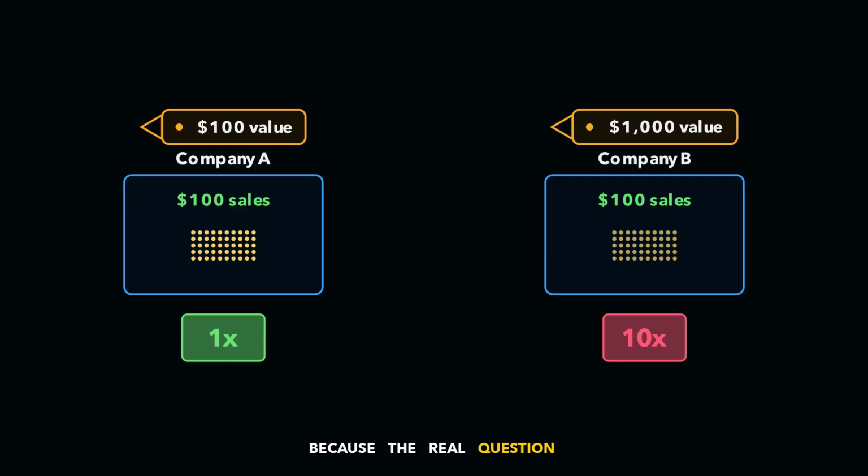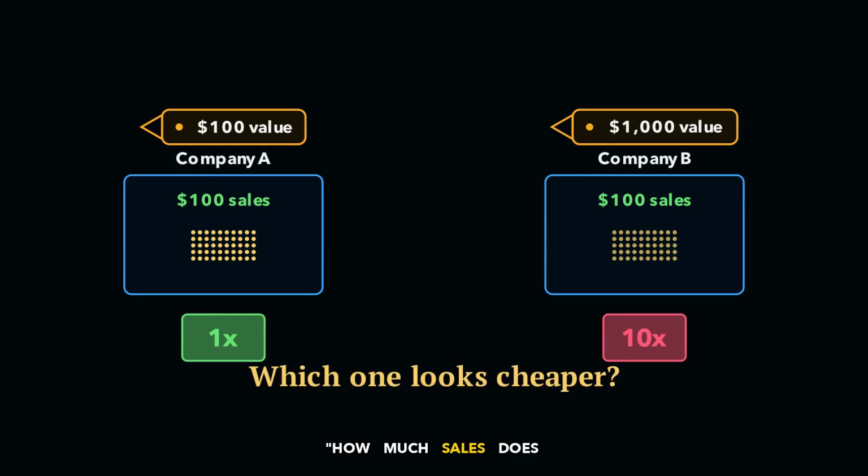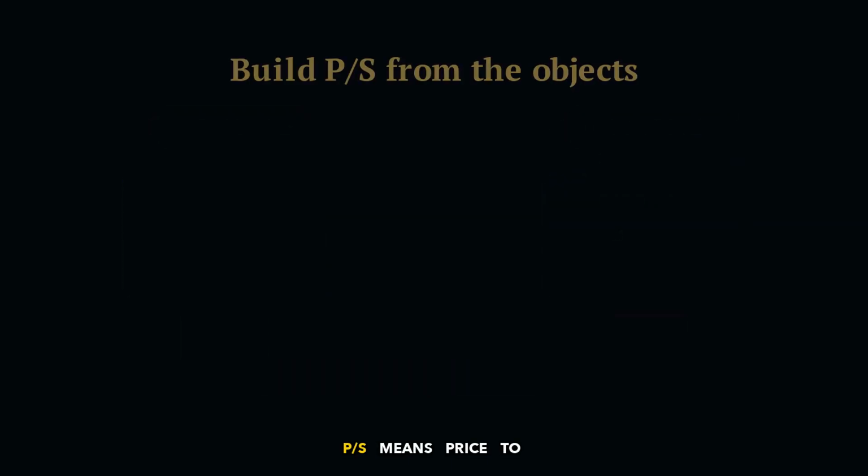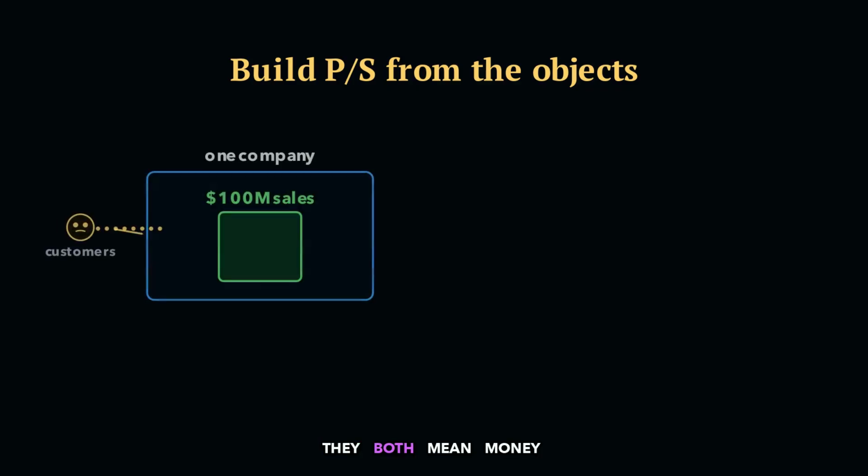Because the real question is not only how much sales does the company have? The real question is what happens to each sales dollar after it enters the business? PS only sees the dollar at the entrance. It does not show what survives. PS means price to sales. You may also hear sales called revenue. For this video, sales and revenue mean the same thing. They both mean money customers paid the company.